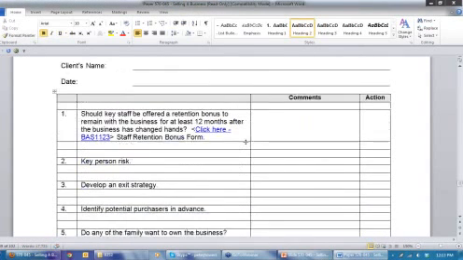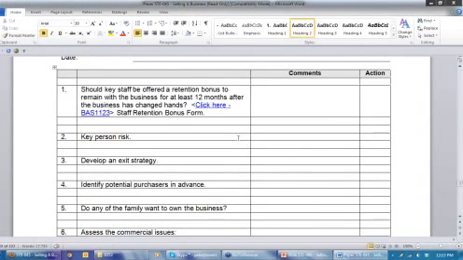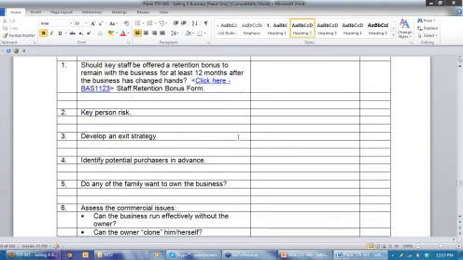What items do you need to consider in planning the sale of a business? Is this a business where the key staff are going to be required by the purchaser? In most cases they will be. Are they going to get nervous because of the sale of the business? Should you be thinking about offering them staff retention bonuses to remain with the business for 12 or 18 months after the sale? So what is the key person risk?